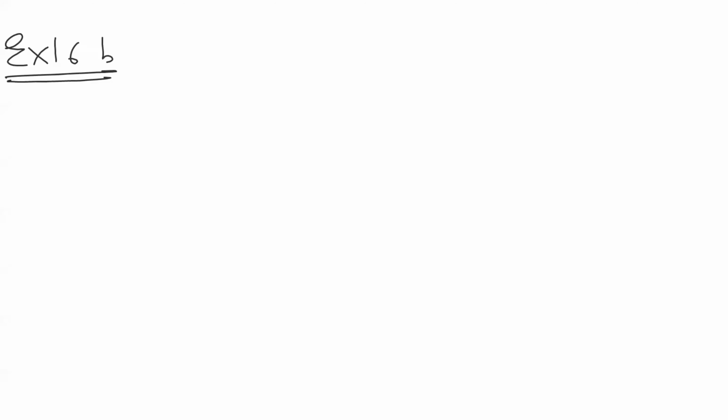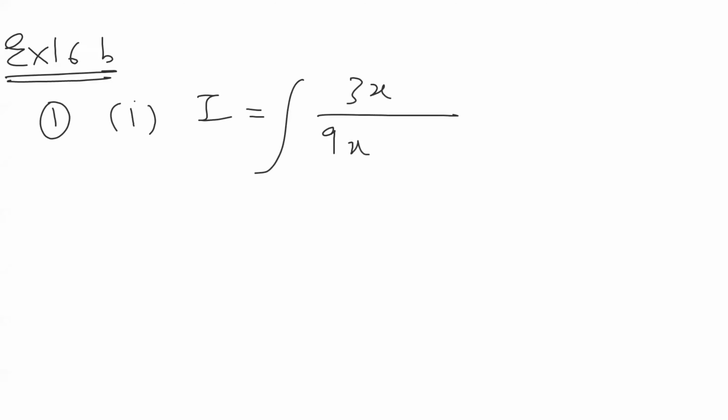Exercise 16b, question number 1, sub question 1. Integration of 3x upon 9x square minus 1 dx. Upper limit 2, lower limit 1. I'll first and foremost try to find out the derivative of 9x square minus 1. Guys, what is the derivative of 9x square minus 1? 18x. Correct. The derivative is 18x.